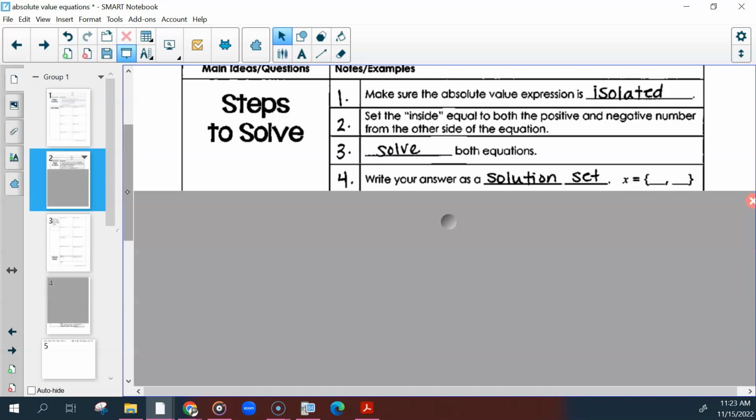And then step 2, set the inside equal to both the positive and negative number from the other side of the equation. We'll talk about what that means here in a second. Step 3, solve both equations. And then step 4, write your answer as a solution set. So the solution set part might be new to you because that's usually something we do earlier before we see this, but we'll talk about it. Really, you're just using these curly brackets to say this is your answer. Everything that falls inside these curly brackets is part of your answer, is really what that means.